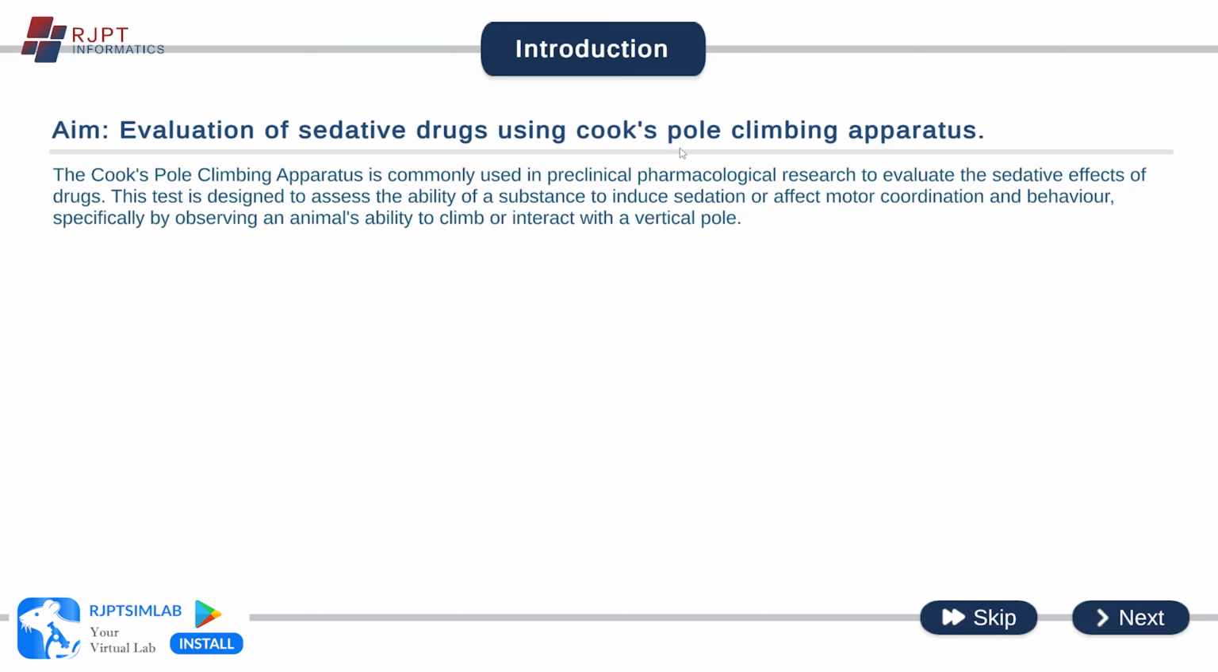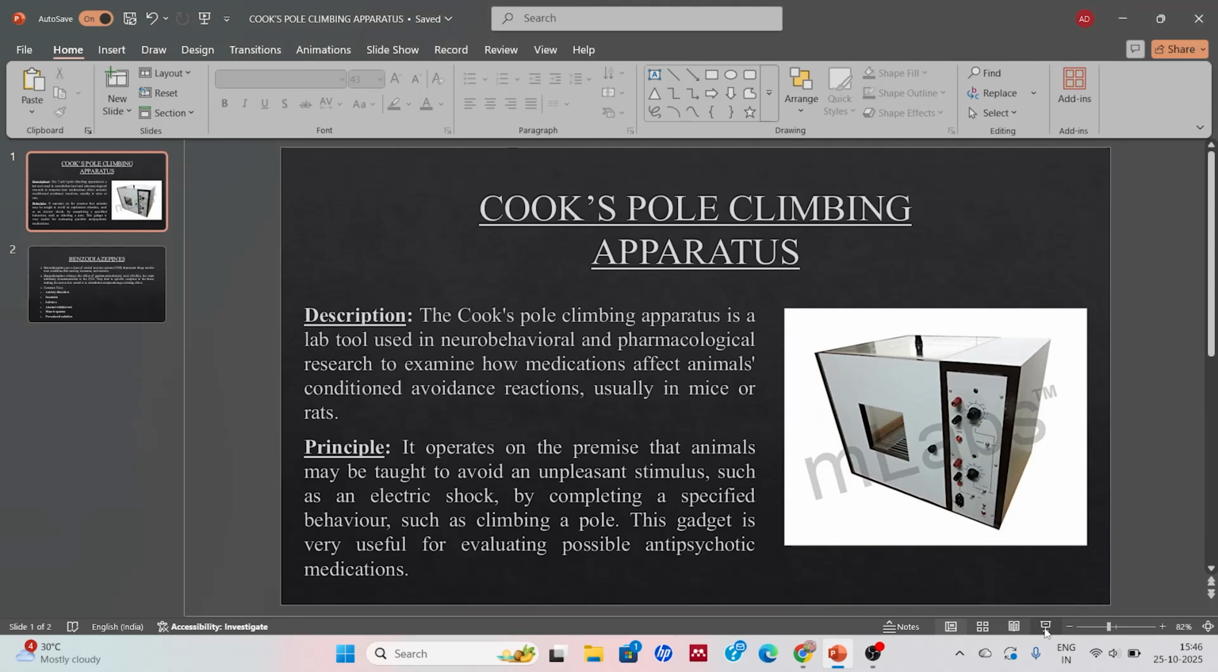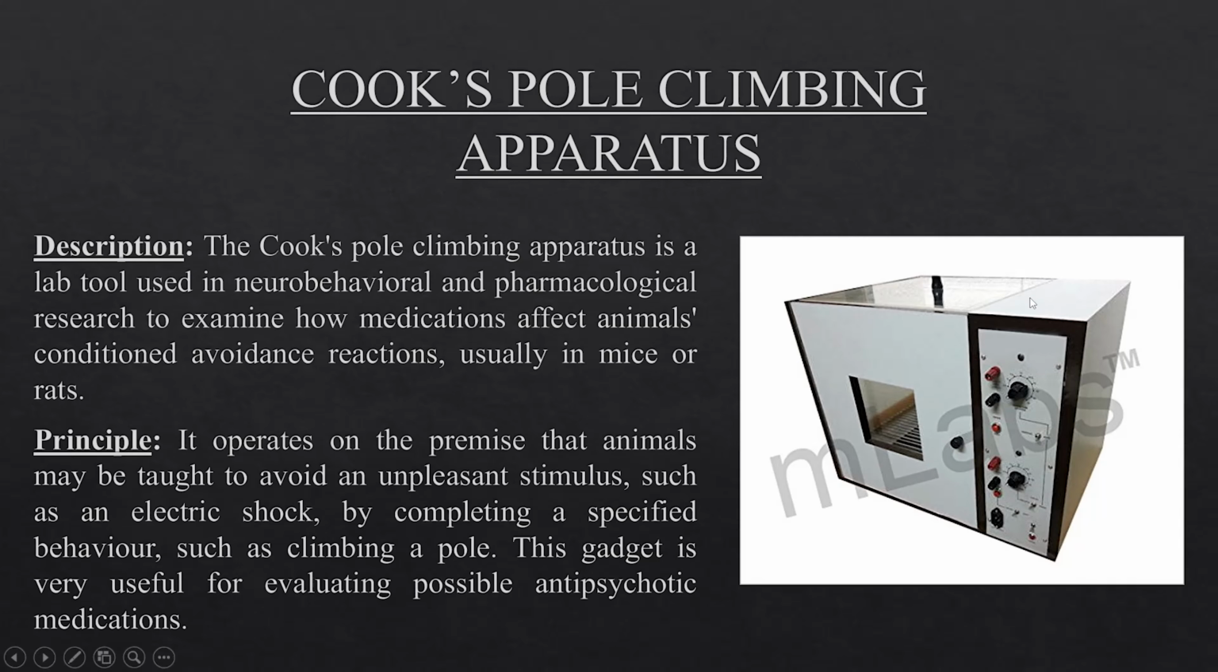As we can see from the name, the Cook's pole contains a pole and tests the ability to climb it. Let us learn more about this Cook's pole climbing apparatus. This is the image of the apparatus. These are the switches through which we induce the electric current. The description says the Cook's pole climbing apparatus is a lab tool used in neurobehavioral and pharmacological research to examine how medications affect animals' conditioned avoidance reaction, usually in mice or rats.